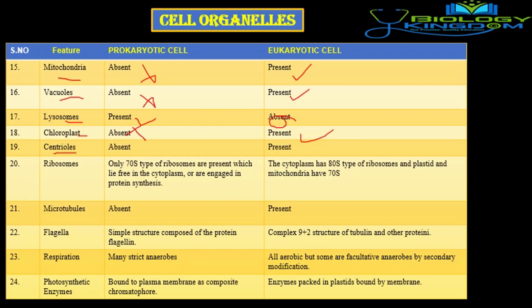Next, coming to centrioles. Centrioles are absent in prokaryotic cells and are present in eukaryotic cells because the cell division process is carried out with the help of centrosomes and centrioles only.